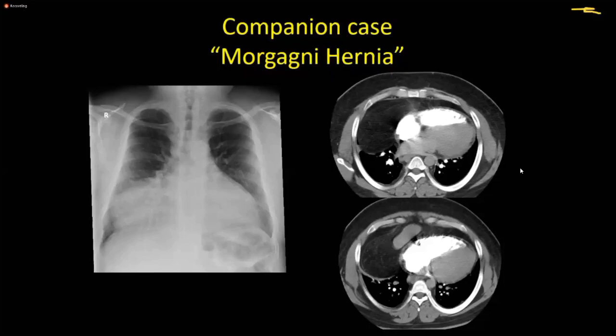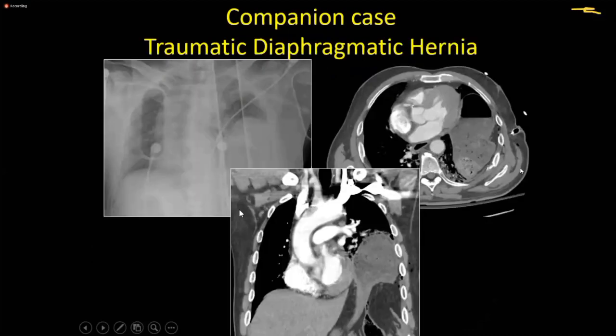Okay. It is a companion case, like in this case, there's another bigger mass that is obscuring the right heart border, okay? And it has fatty content, and there's some bowel penetrating in the anterior mediastinum area. This is Morgagni hernia, okay? So this is a companion case. In a trauma patient, you see as well obliteration of the left heart border, elevation of the diaphragm.